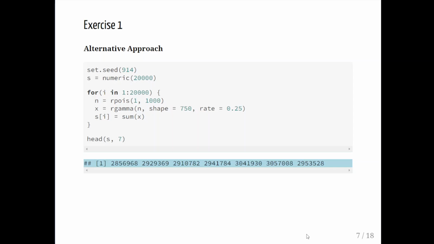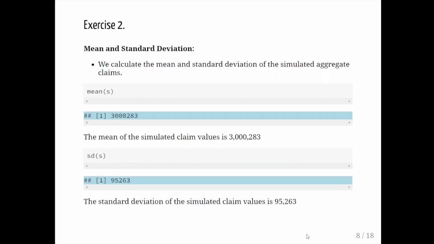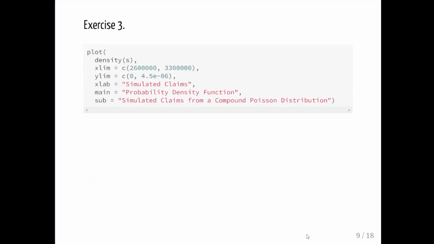Anyway, okay. So the mean and standard deviation, we need to calculate the mean and standard deviation of the simulated aggregate claim. So just get the mean of S, which is 3,283,000, and the standard deviation is 95,263. That one's straightforward enough. That is just working on S there, I should say, not X, S.